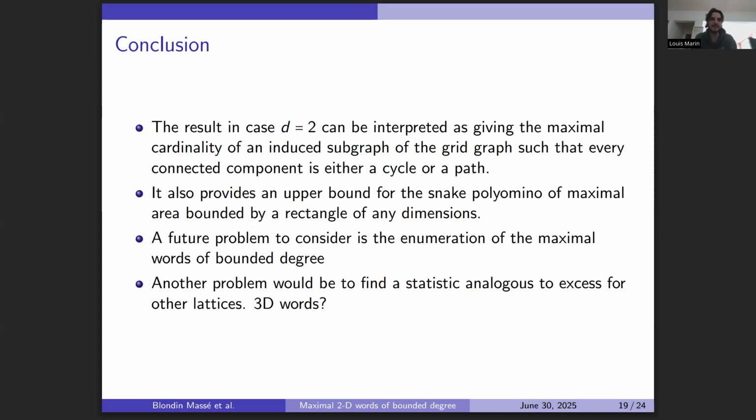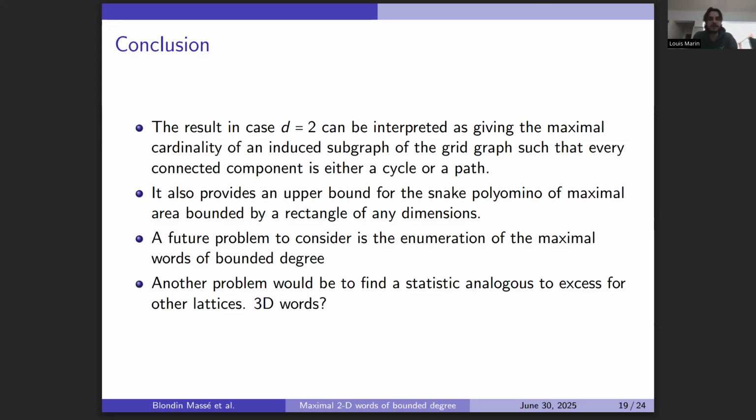Because this, at the end, amounted to a lot of case checking and tedious busy work, which we're proud to have done, but we think it could maybe be made cleaner by the use of tropical semirings. If we can frame this problem correctly in this framework, there could be an avenue for a cleaner proof.